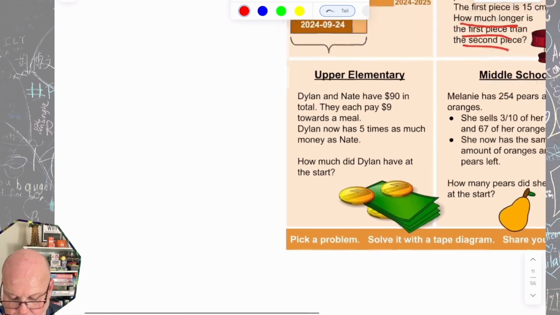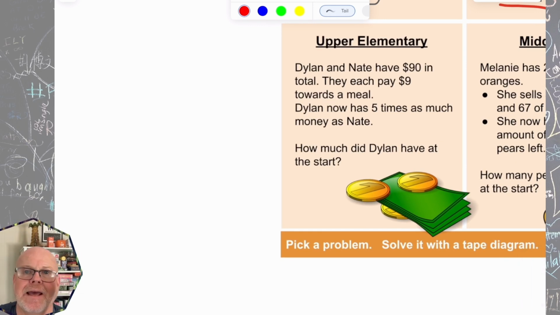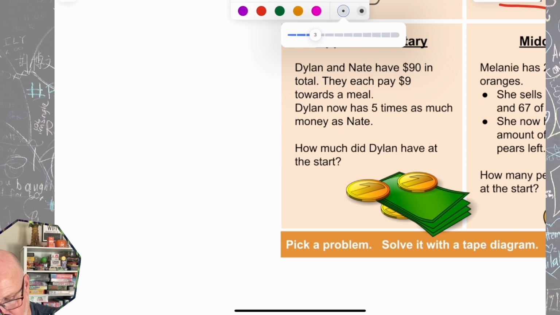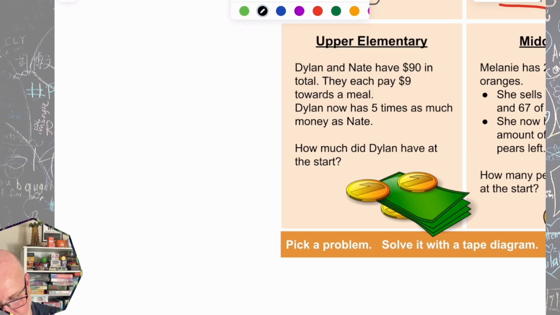Okay, so then for the upper elementary, Dylan and Nate have $90 in total. They each pay $9 towards a meal. Dylan now has 5 times as much money as Nate. How much did Dylan have at the start? So we've got 2 characters in our story, don't we? We have Dylan and we have Nate. And it says they have $90 total. They each pay $9 towards a meal. So here's the kicker: Dylan now has 5 times as much as Nate.